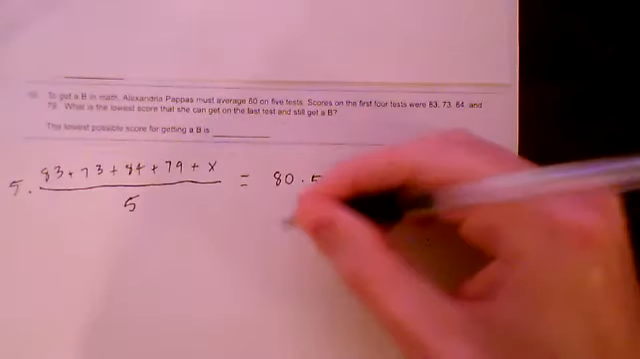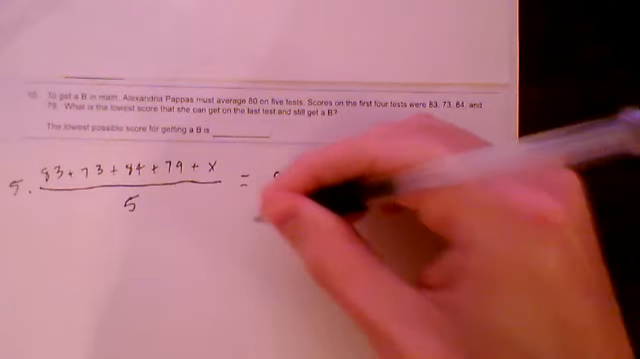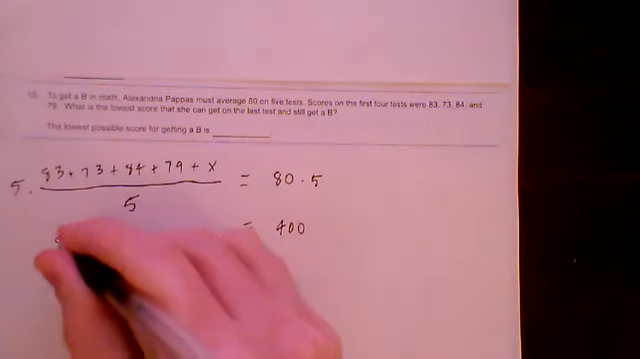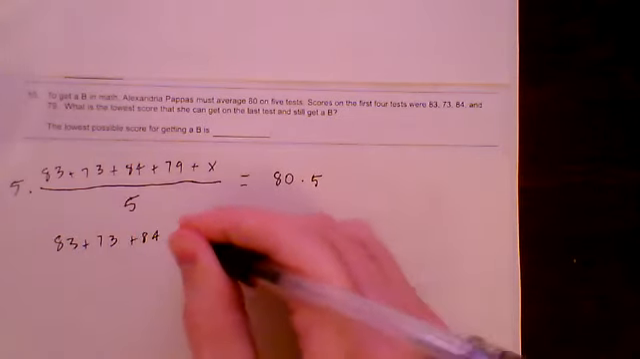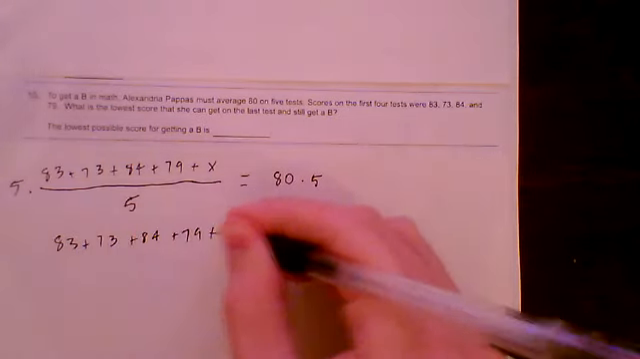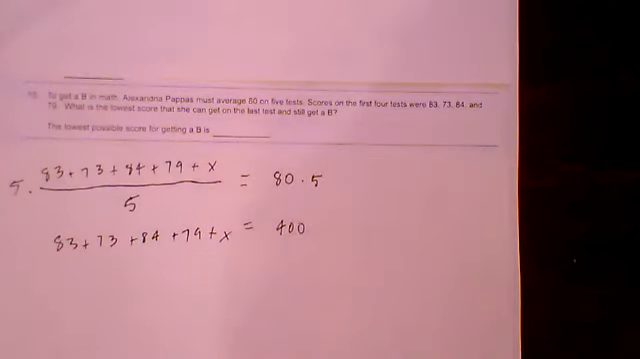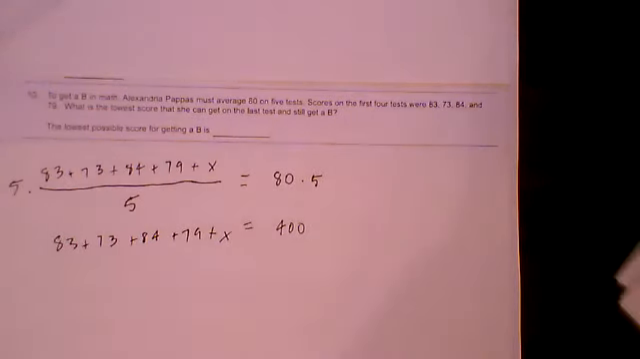So to do that, I'm going to start by getting rid of this 5. Since it's divided, I'm going to multiply by 5 on both sides. Next, I'll clean this up by just adding all these numbers together. So we want to add 83 plus 73 plus 84 plus 79. I got 319.